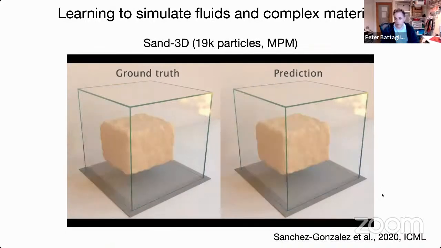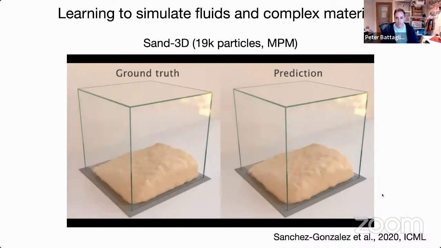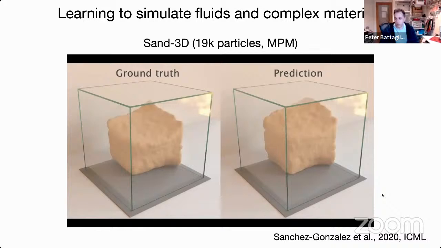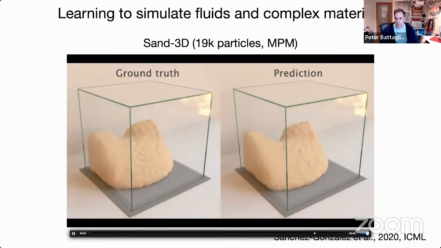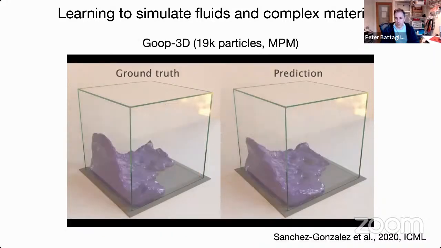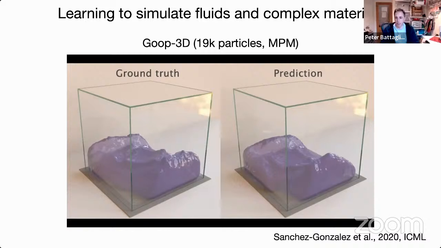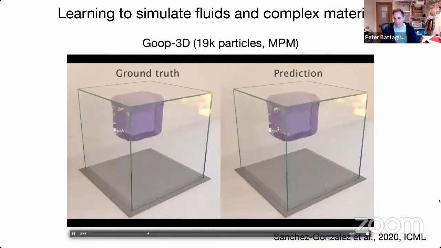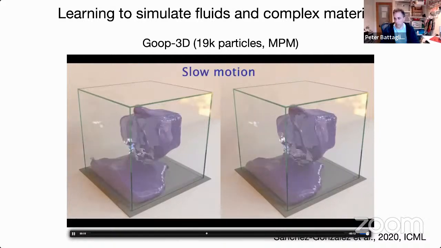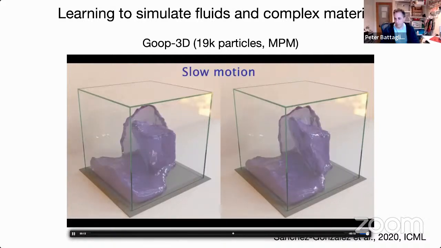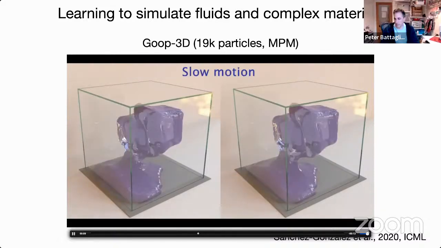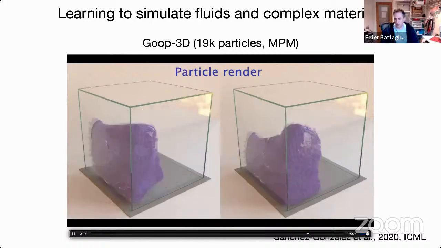We can do this with other materials, so we can simulate sand-like materials, and this works. I'll skip forward to the particle representation again. And this other material, which I think the technical term for it is Goop, is another kind of highly viscous fluid that really doesn't flow very much at all. Here's its particle representation.